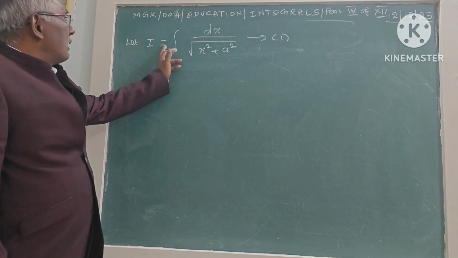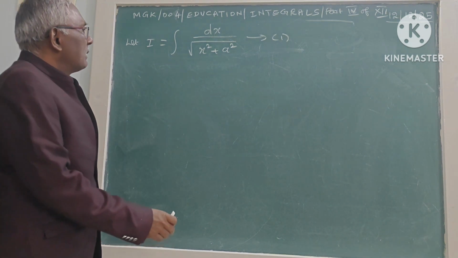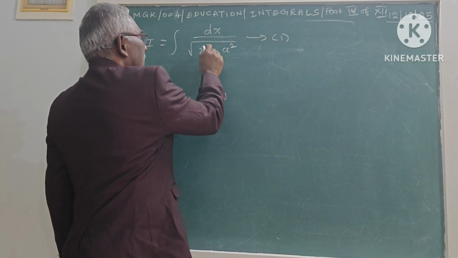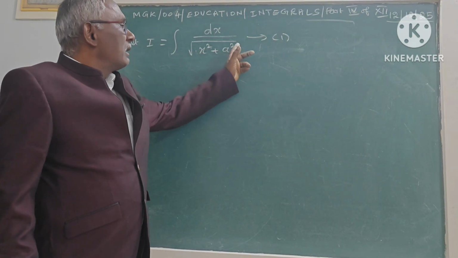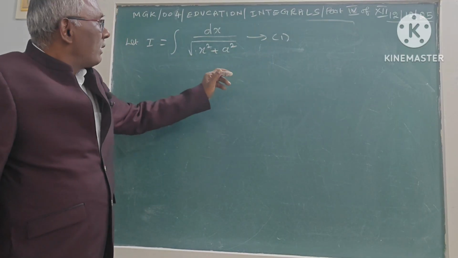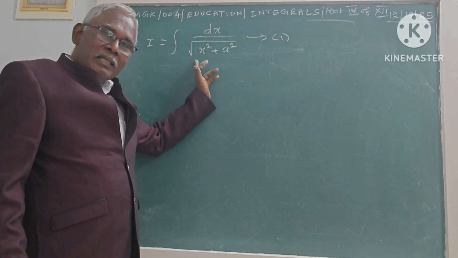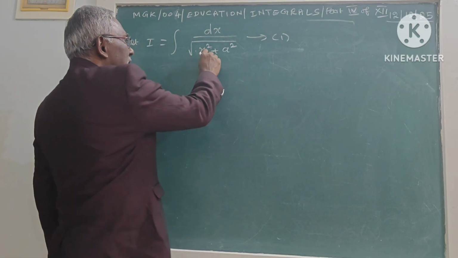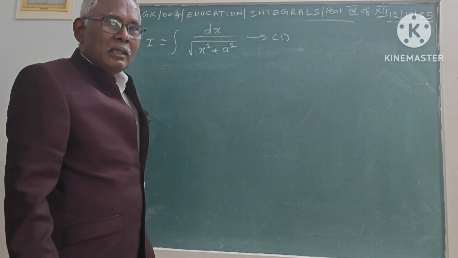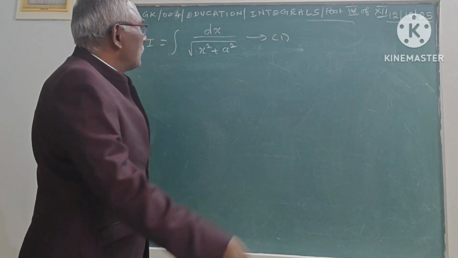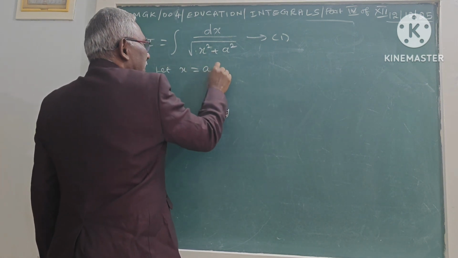Now we have to find the value of the integral dx by square root of x square plus a square. Here a is a constant. What value should we substitute for x so that the denominator becomes a single term? If we put x is a tan theta, x square is a square tan square theta. We take a square outside, then it becomes tan square theta plus 1, that becomes secant square theta. So we take x is equal to a tan theta.